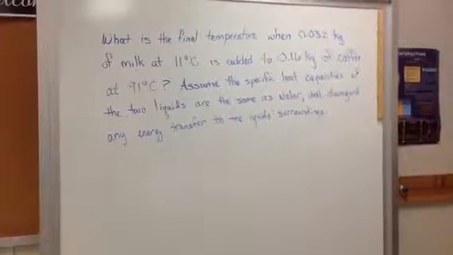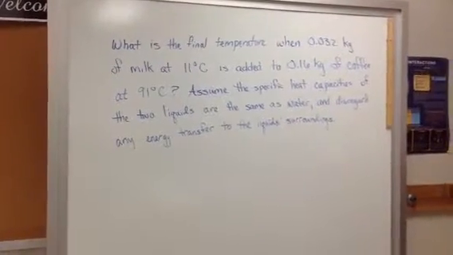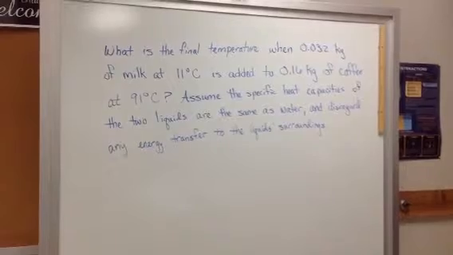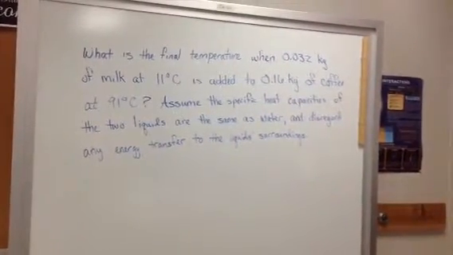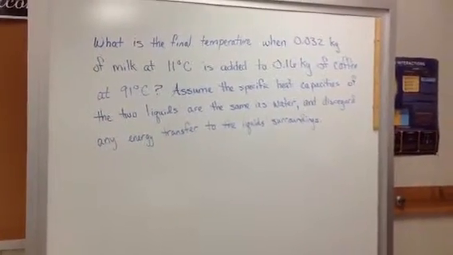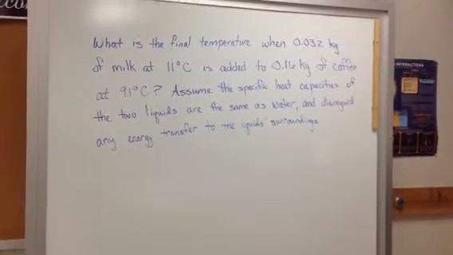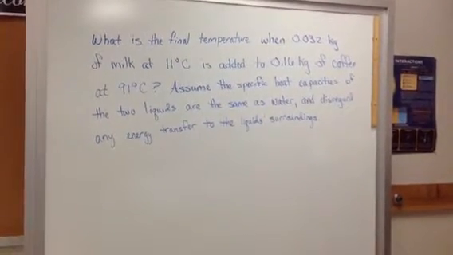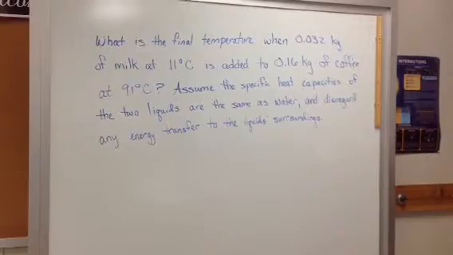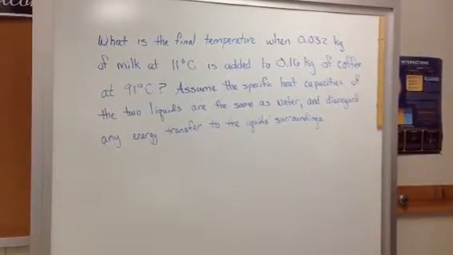What is the final temperature when 0.032 kilograms of milk at 11 degrees Celsius is added to 0.16 kilograms of coffee at 91 degrees Celsius? We're going to assume that the specific heat capacities of the two liquids are the same as water, and we'll disregard any energy transfer to the surroundings. So the coffee isn't going to radiate any heat to the atmosphere.